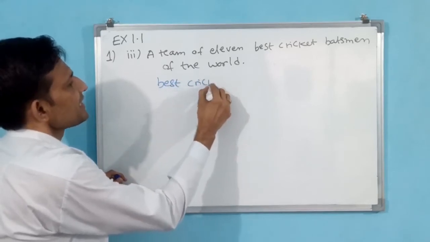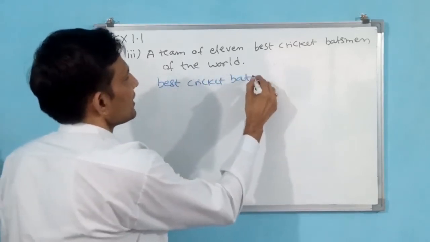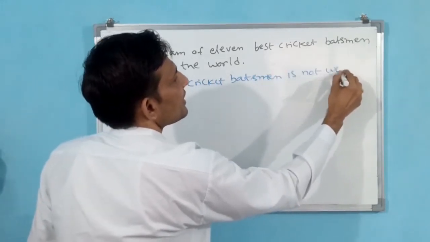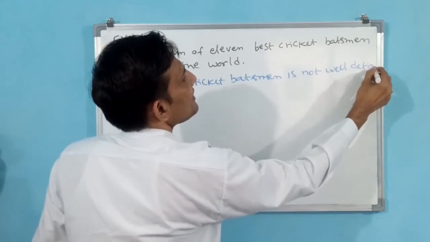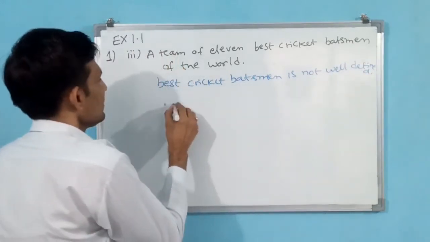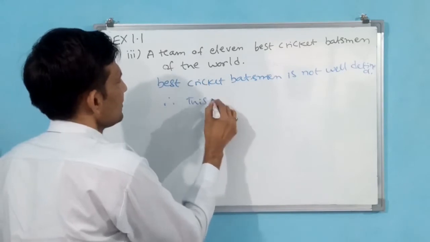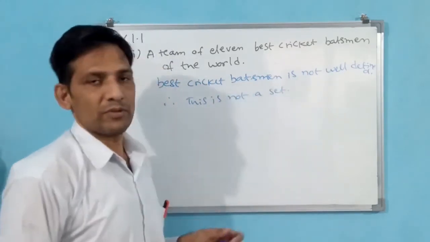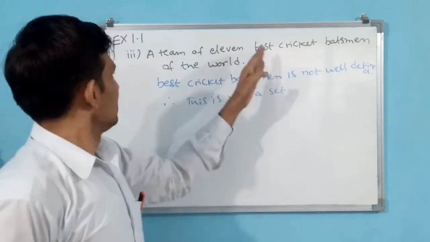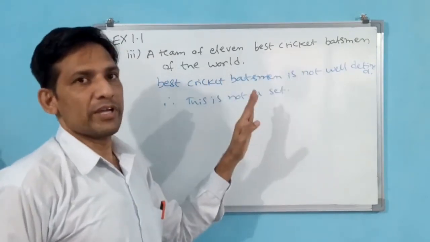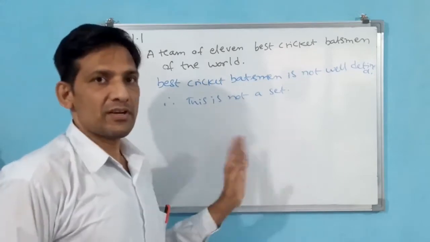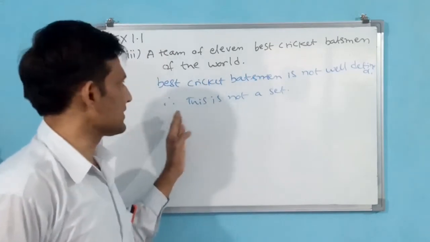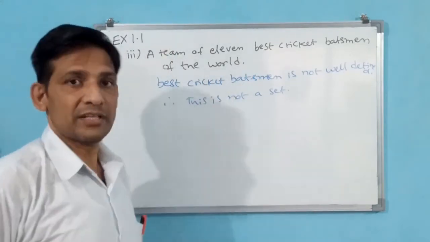Best cricket batsman is not well defined. Therefore, this is not a set. Okay, you understand now? If best is not there, then it will be okay. Best is there, that is why this is not a set. Best cricket batsman is not well defined. Like that you have to write your answer. This is not a set. Why? Because justification you have to write.